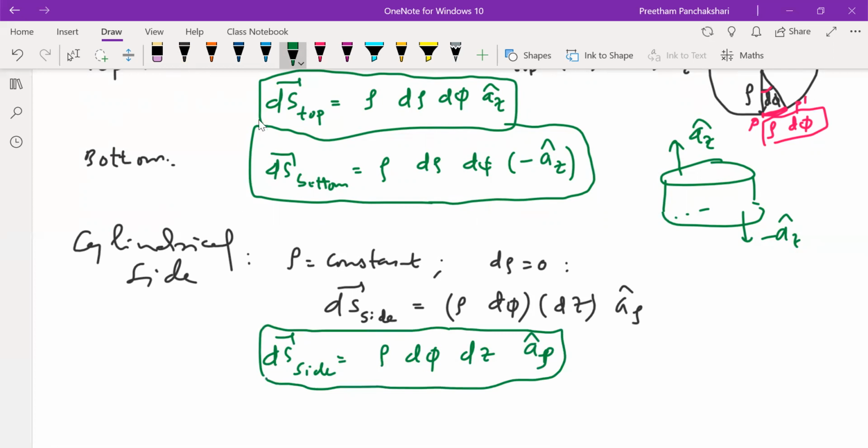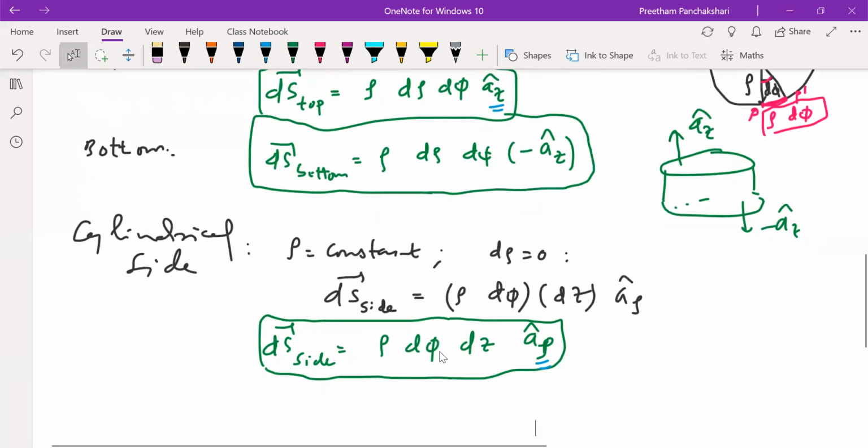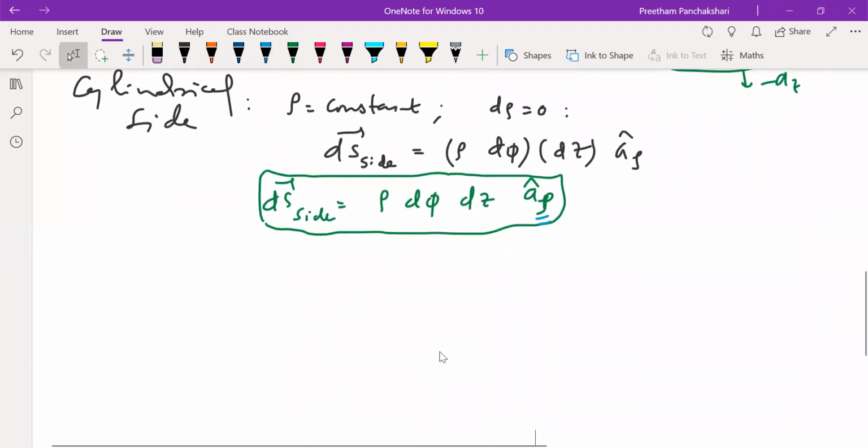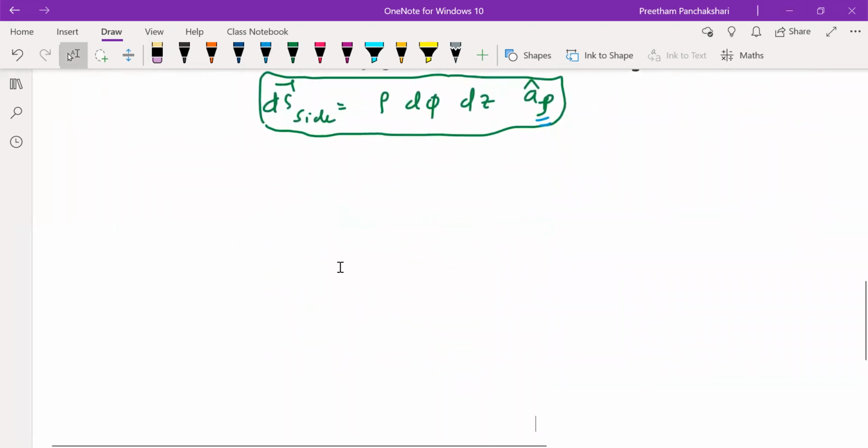Another way of remembering is that the direction of the top surface is z. So if you take the direction as a cap z, then dz should not be there in this equation. So d rho should be there, d phi should be there. Rho is common for all the three surfaces. Similarly, the direction of the side is a cap rho, so d rho should not be there, only d phi into dz. This way we can remember the differential surface elements for the cylindrical side.